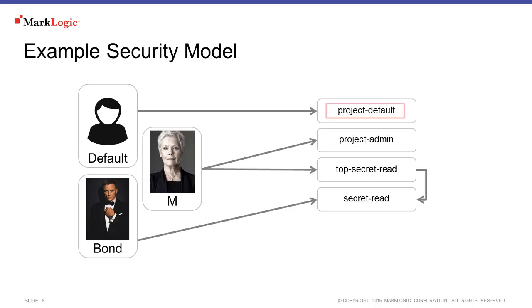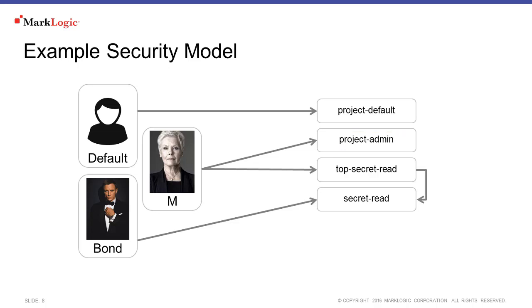We have a role called Project Default, and this role defines what rights someone should have when they visit our application prior to logging in as a known user. We have a Project Admin role. Users with this role will be granted some power within our application that other users are not given. For example, the ability to create new content and update existing content in the database.